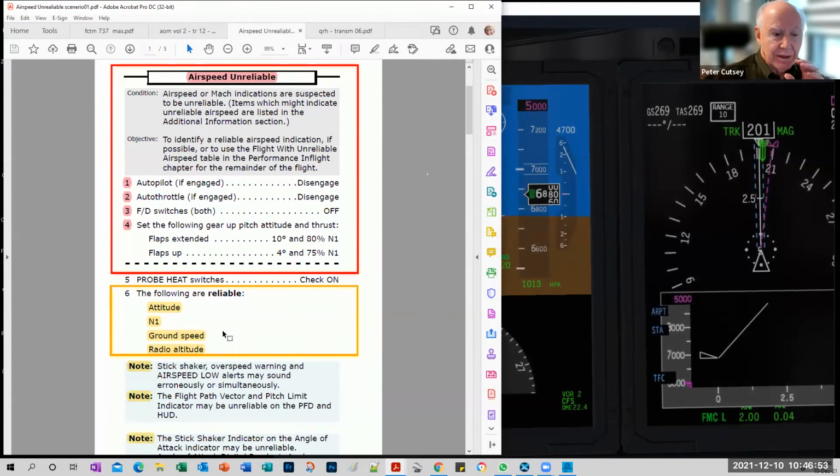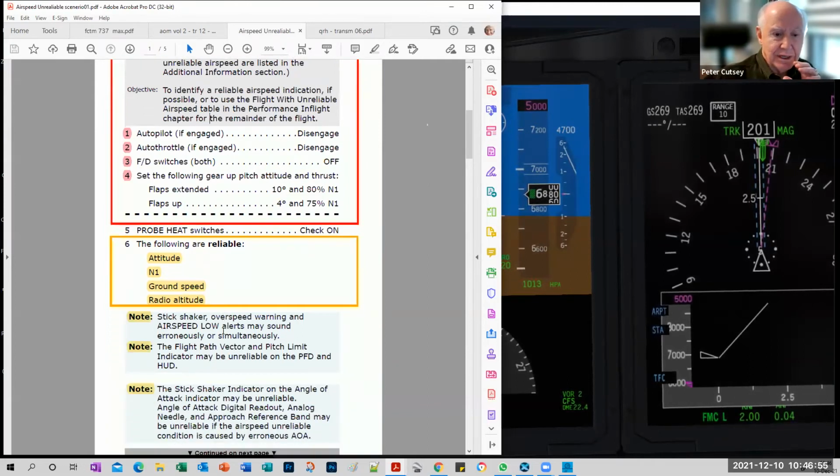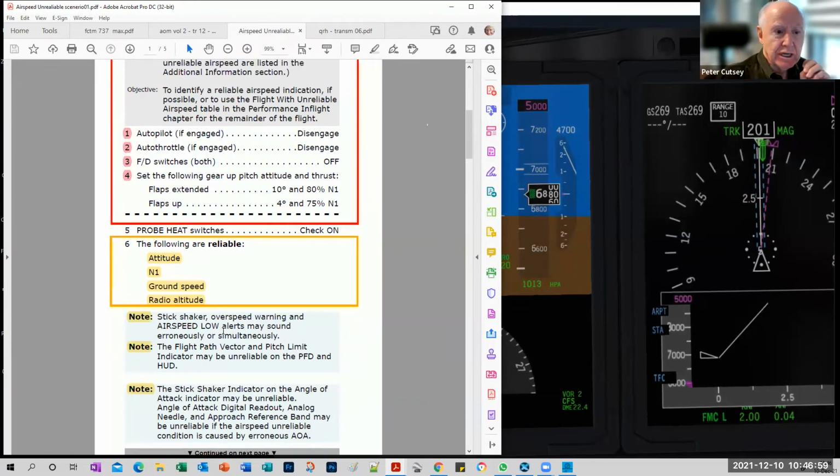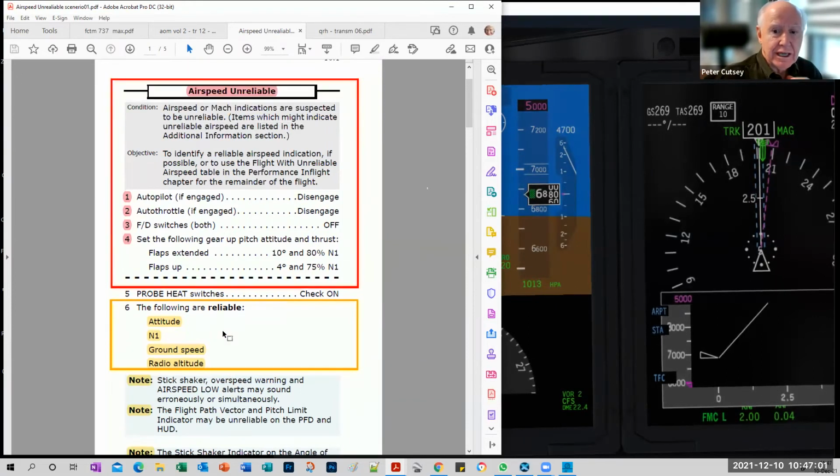So let's get into the actual checklist. Once the captain in this particular case is flying the aircraft and under control, he or she would call for the checklist. The pilot monitoring would go through all the items from the top through to this particular point and ensure probe heat switches check on. What we have, and they're on.